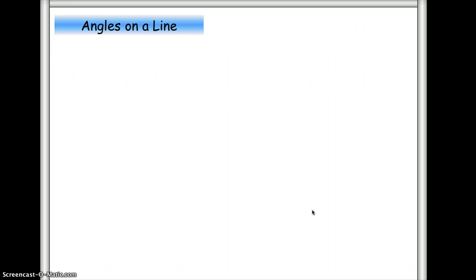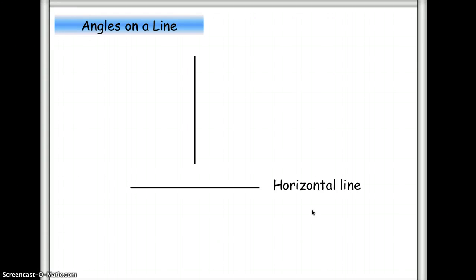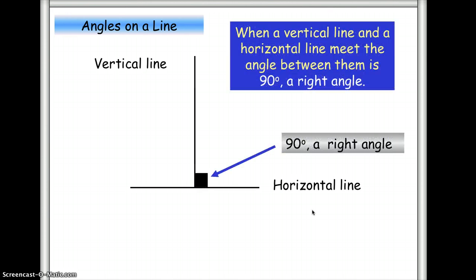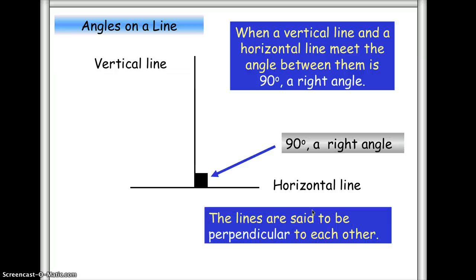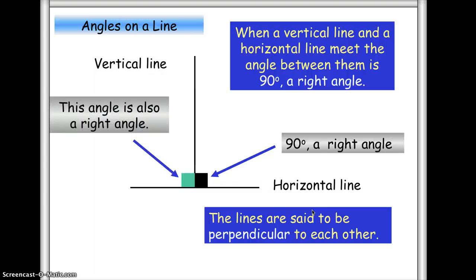Now, angles on a line. You have a horizontal line and another line, a vertical line. If they meet, they form a right angle. This is just a review. You have learned this already. And the lines are said to be perpendicular to each other.